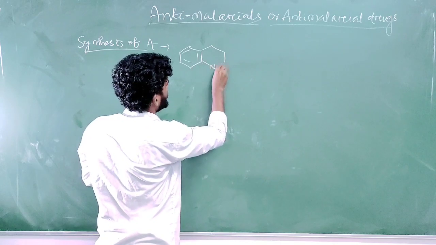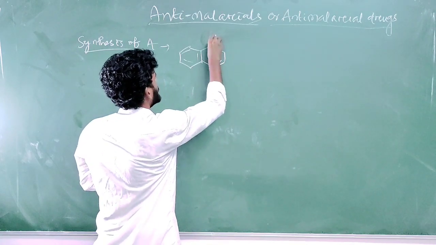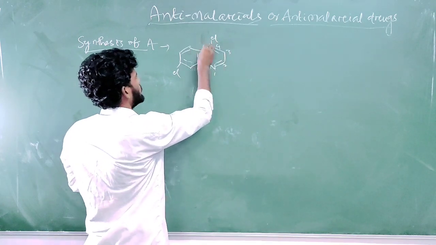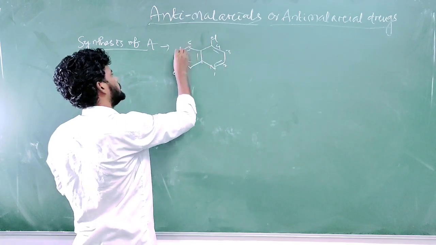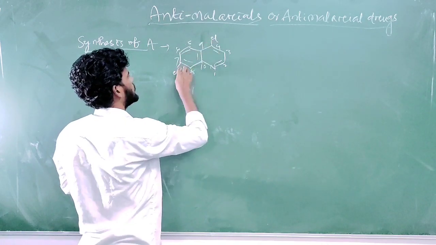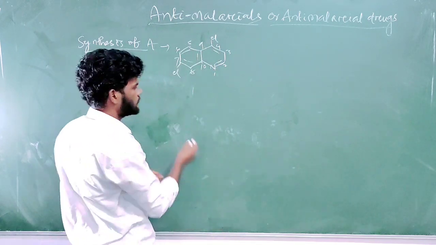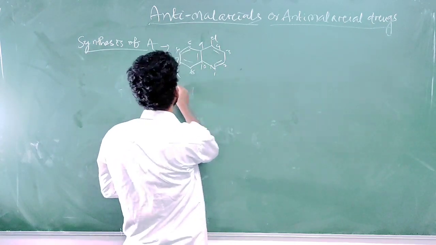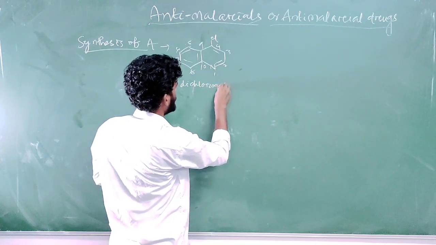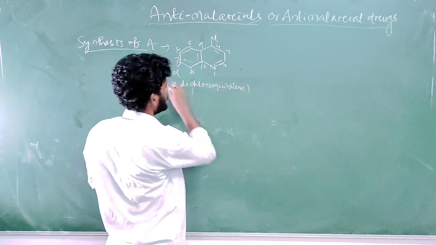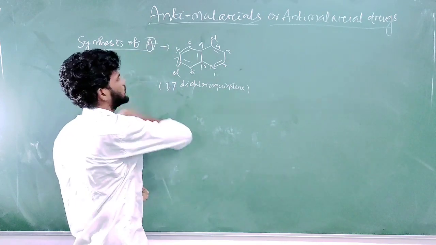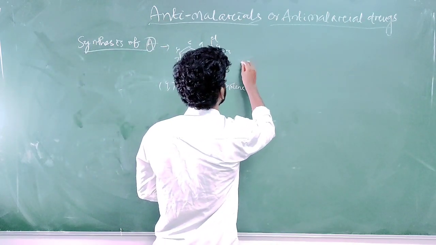4,7-dichloroquinoline. Numbering: 1, 2, 3, 4, skip this one, 5, 6, 7, 8, again 9, 10. Okay, this is 4,7-dichloroquinoline. So how to synthesize? This is A. How to synthesize this one?